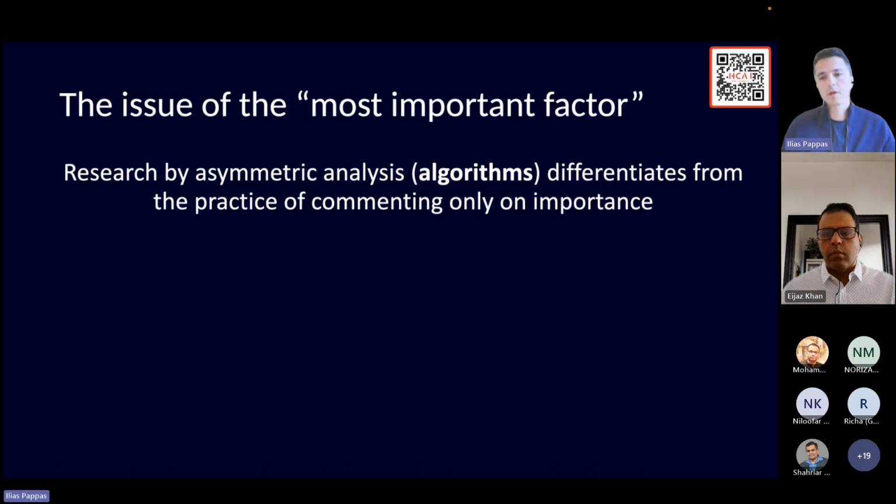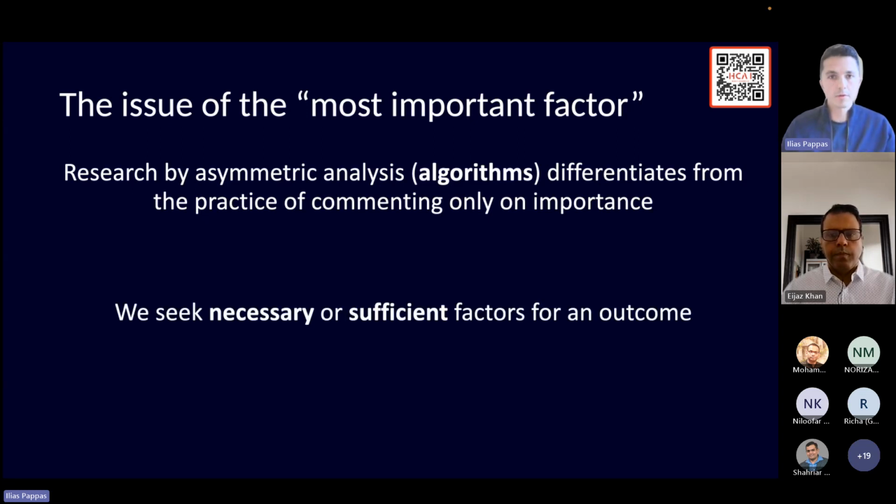So what kind of algorithms? I'll show a visualization quite later. Combinations of variables. So how do our variables combine, right? Like an algorithm, like a recipe to explain an outcome. So we go beyond commenting only on importance, and we are able to identify necessary and sufficient factors for an outcome. I was talking earlier about whether a factor is indispensable, for example, for the outcome. Is it necessary, or is it sufficient? And is it one factor, or is it a combination of factors that are necessary or sufficient?